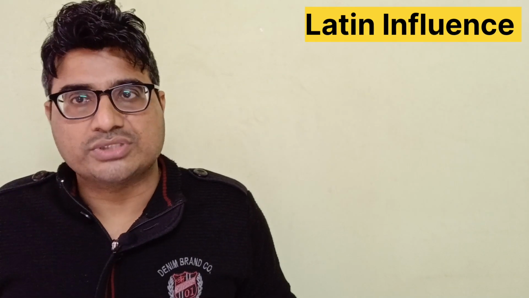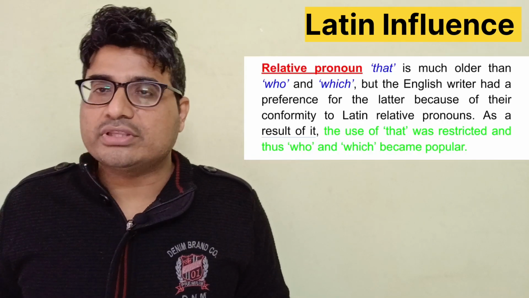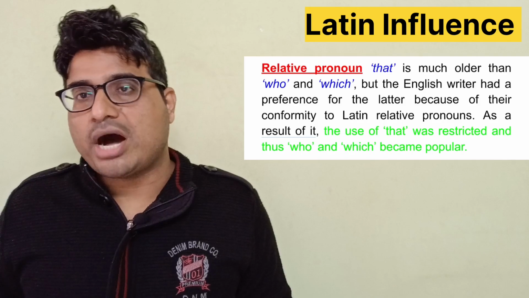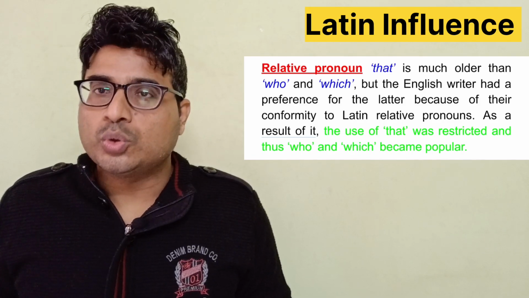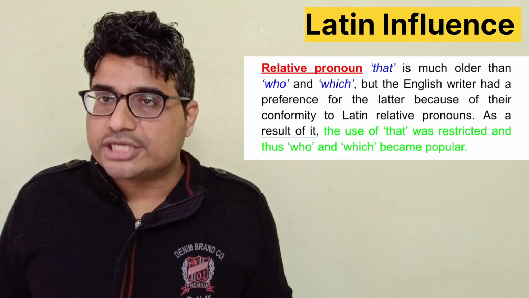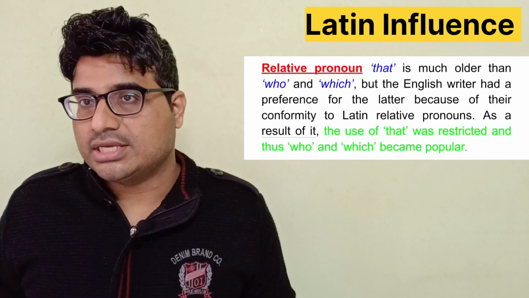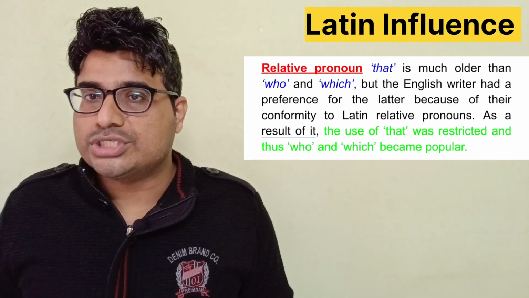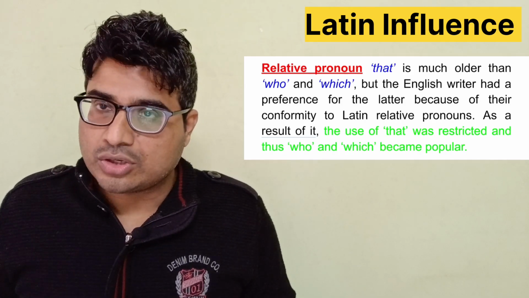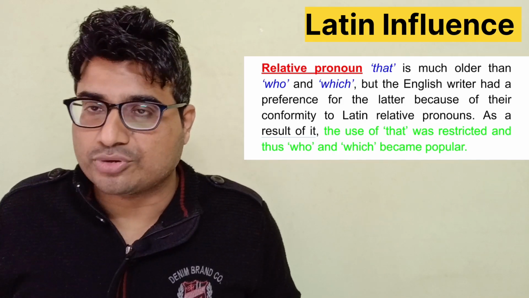Another thing that I would like to tell, which is related to the relative pronoun. The relative pronoun that is much older than who and which. But who and which, these two relative pronouns, are connected to Latin relative pronouns. And that is why who and which are affluently used, while the usage of the relative pronoun that is not so circulated.